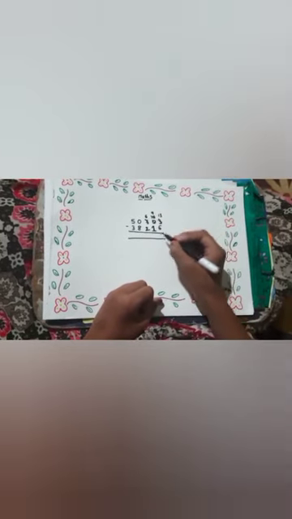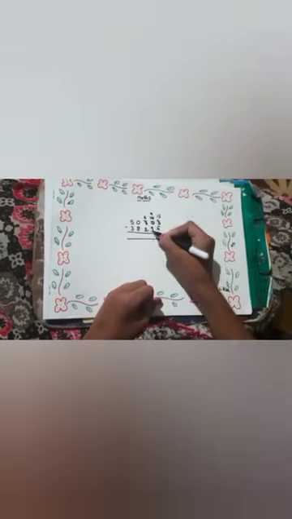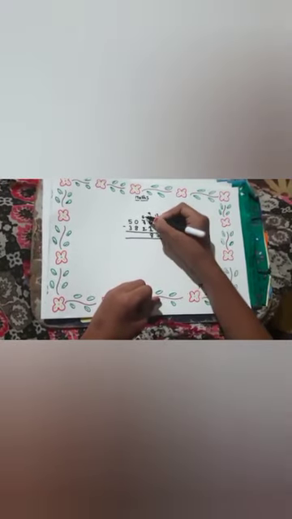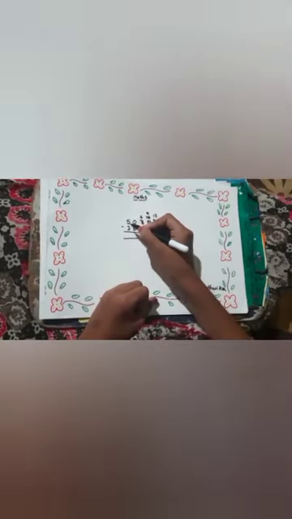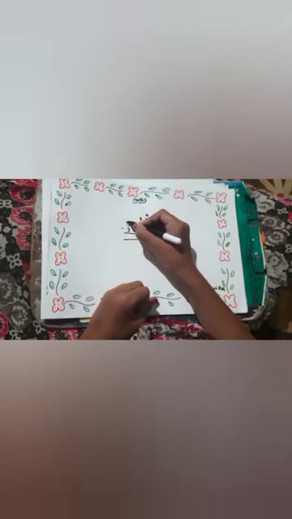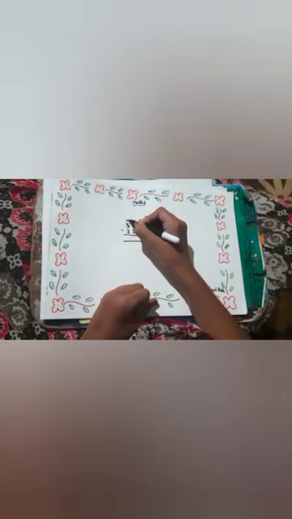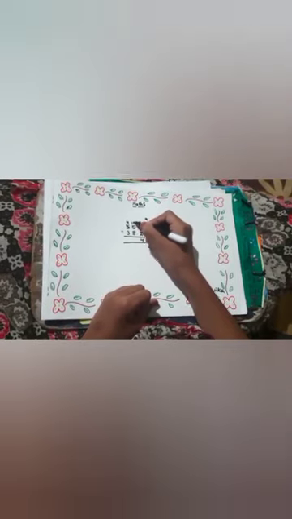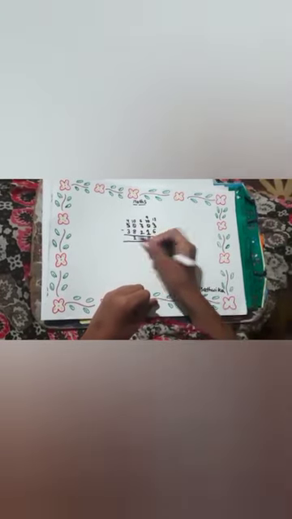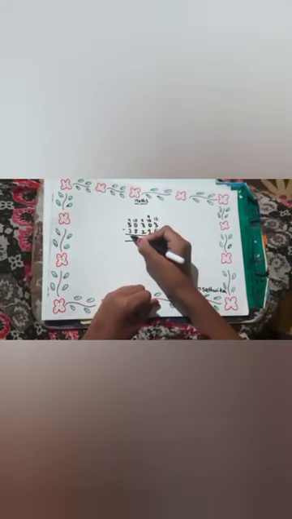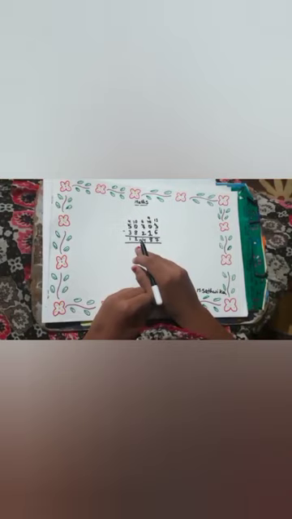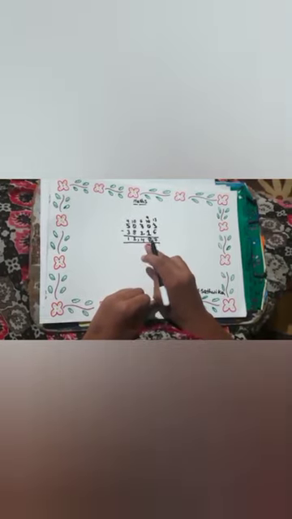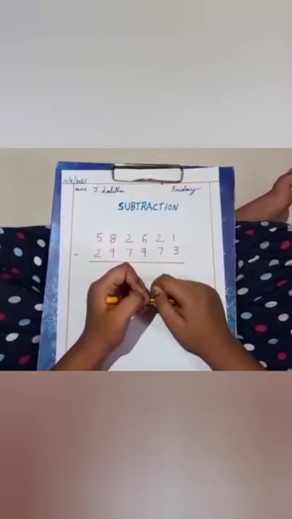13 minus 6, 7. 9 minus 1, 8. 6 minus 2, 4. 0 minus 8 we cannot take. We have to go to the 10,000 place for borrow. 5 will become 4 and 0 will become 10. 10 minus 8, 2. 4 minus 3, 1. The answer is 12,487.